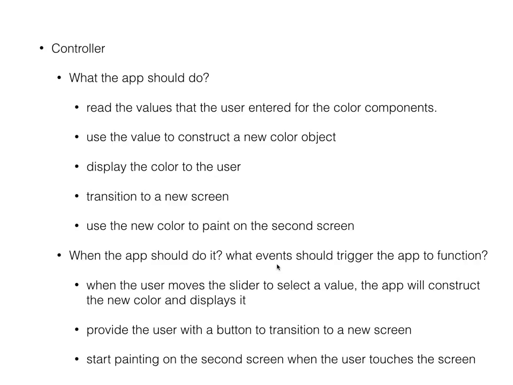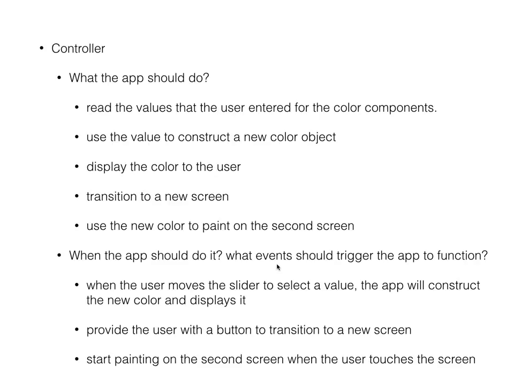So the app will need to figure out what values for the different color components the user wants to use, and display the color to the user. The app or controller also needs to manage the transition from one screen to the other and the sharing of the color value between the two screens. And then we need to manage either the display of the new color on the second screen or painting on the second screen.